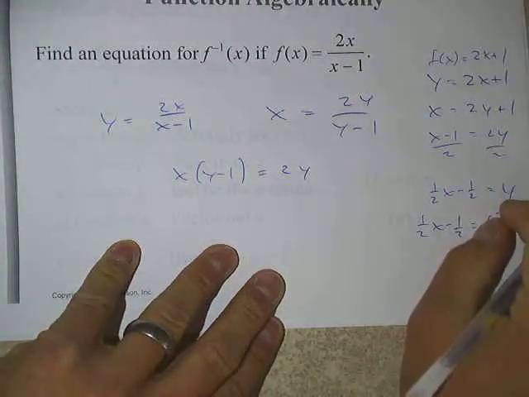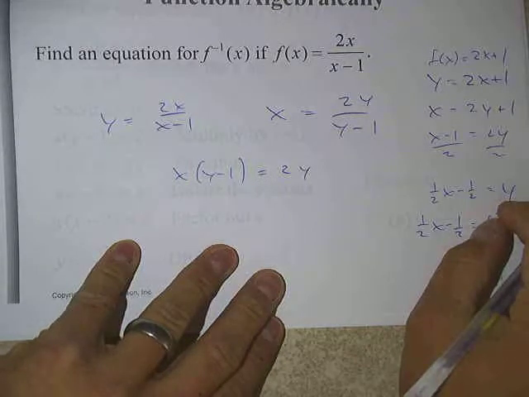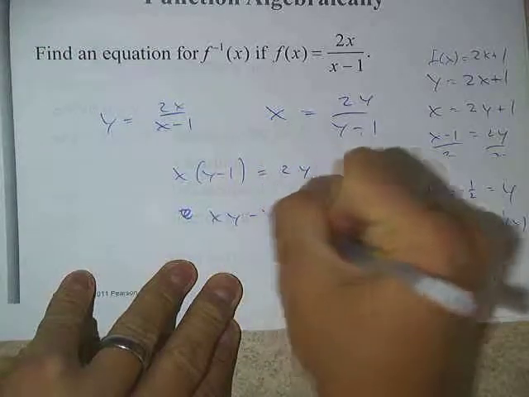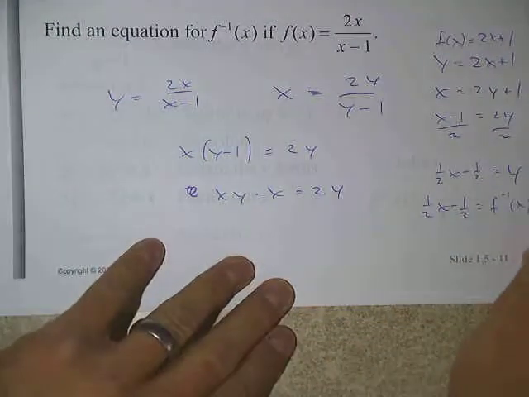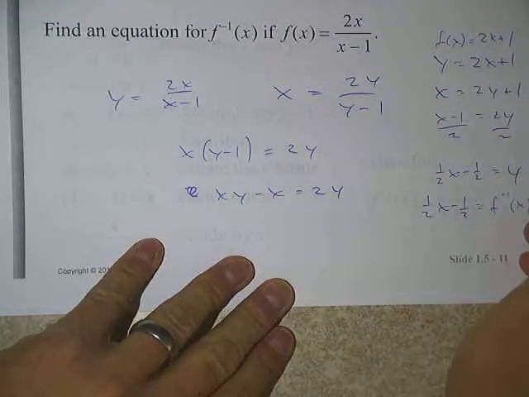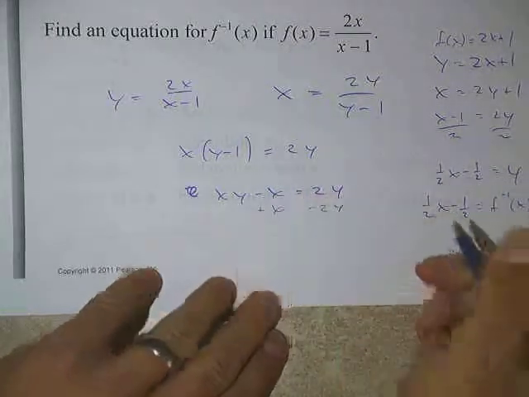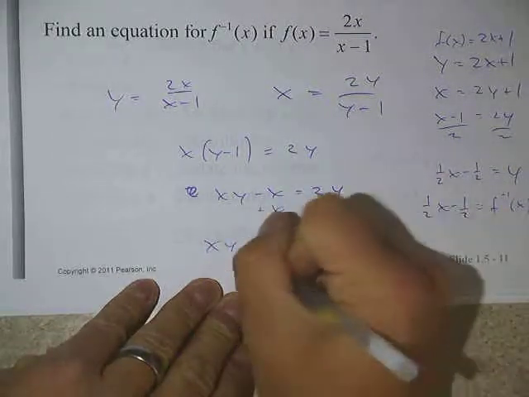All right, so algebra-wise, what are we going to do here to get y by itself? The technique we have, if we have a y on top and a y on the bottom, is we need to get this y off the bottom by multiplying. So we'd go x times y minus 1 equals 2y. So that's going to be step 1. Step 2 is we're going to distribute. So we'd have xy minus x equals 2y.